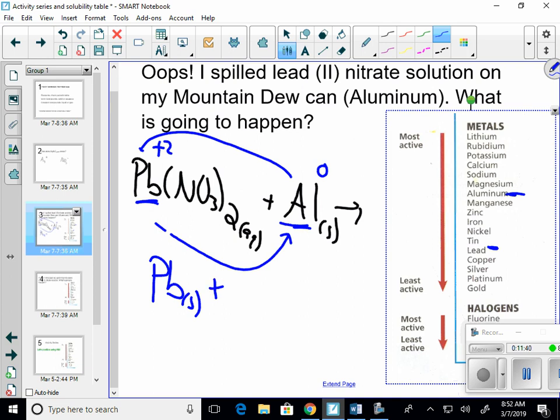Second product would be aluminum nitrate. But we have to rebalance that formula. Aluminum as an ion is a +3. Nitrate is a -1. So then this would be Al(NO3)3. What phase notation should I use for my aluminum nitrate? Aqueous. Yeah.